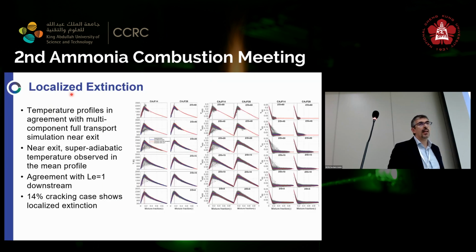In terms of localized extinction, these data sets also offer some challenge for the simulation. The 28% case is sufficiently far from blowout, and we don't see any localized extinction. The 14% case, with much less cracking and so a higher concentration of ammonia, shows a large amount of localized extinction in the range between 15 and 40 diameters. So this could be potentially interesting to check turbulence chemistry interaction models.